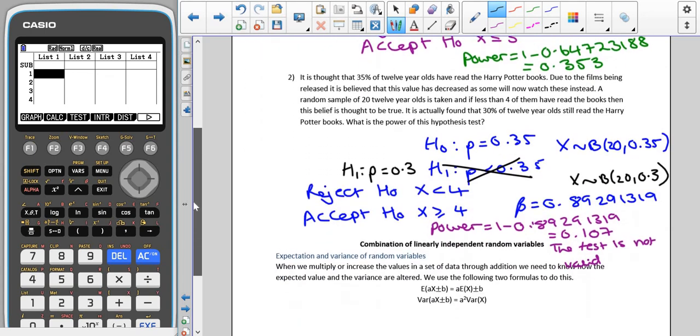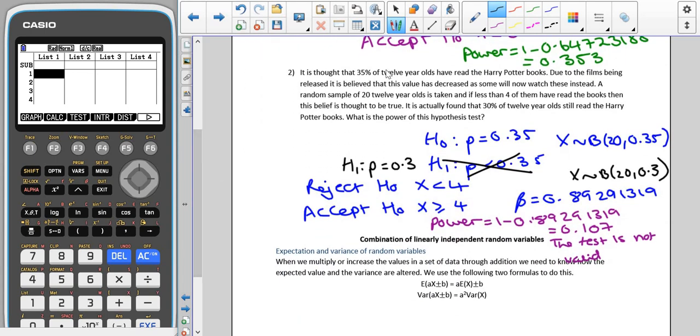For the second Now You Try question, it is thought that 35% of 12-year-olds had read the Harry Potter book. Due to the films being released, it is believed that the value has decreased as some will now watch these instead. A random sample of 20 12-year-olds is taken, and if less than four have read the book, then it is believed that this is true. So our H0 would have been that P is 0.35. Our H1 would have been that P was less than 0.35.